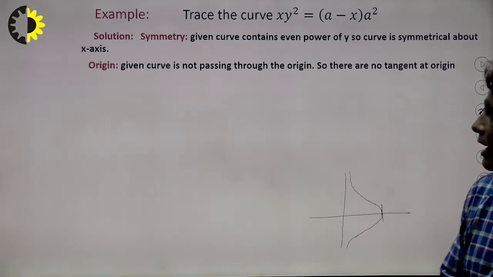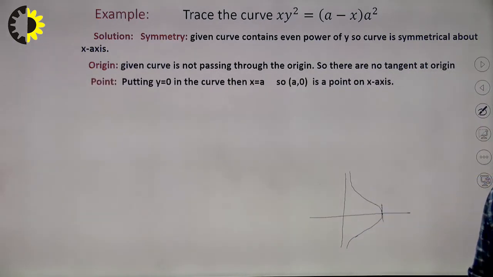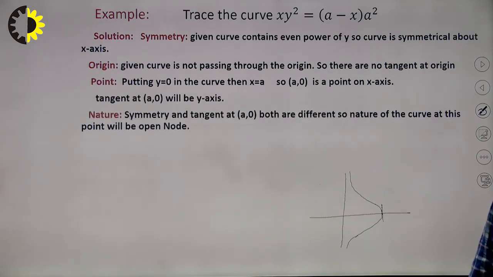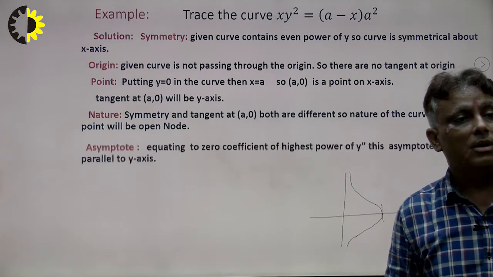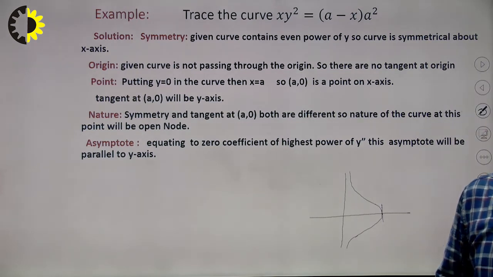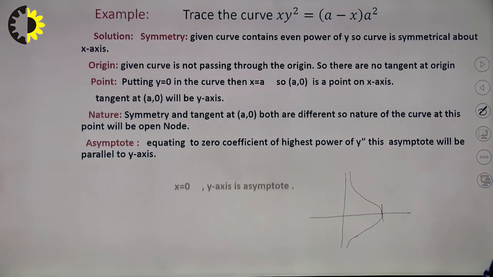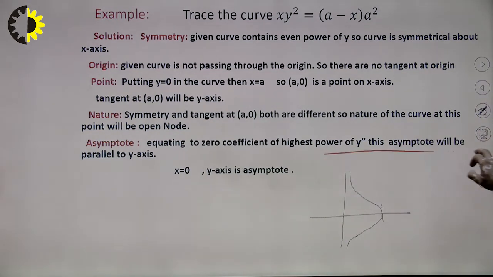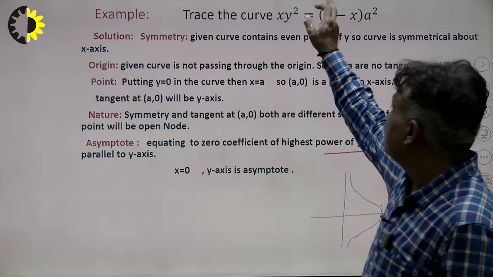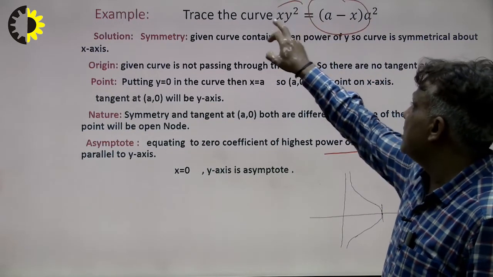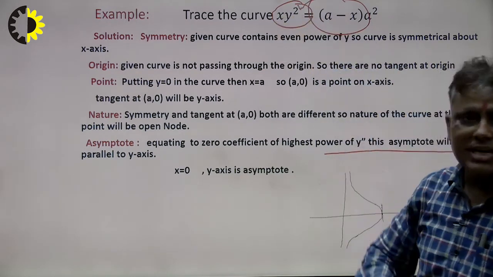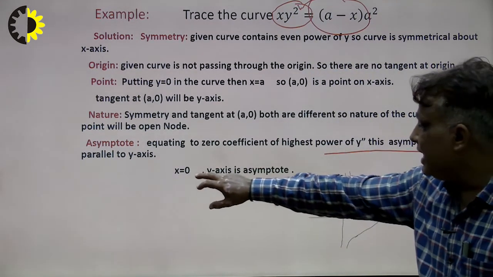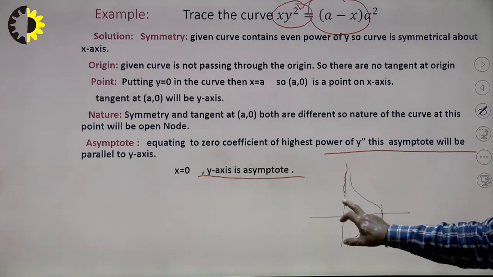And we can easily calculate. In this way we find out the next point: putting y is equal to 0, I write here the tangent at a comma 0 will be the y axis. The nature and tangent at a comma 0 are different, so the nature of the curve at the point will be a node here. Asymptote: equating the coefficient of the highest power of y to zero, the asymptote will be parallel to the y axis. In this curve, how do we calculate the asymptote? The highest power of y is 2 and its coefficient is x, so x is equal to 0. That means the y axis is the asymptote.